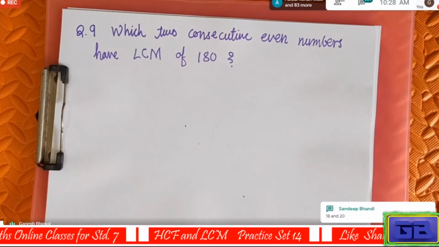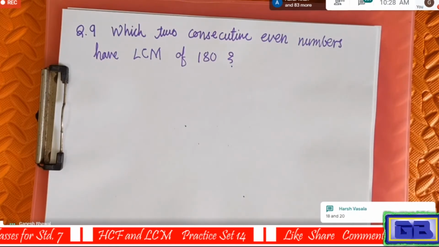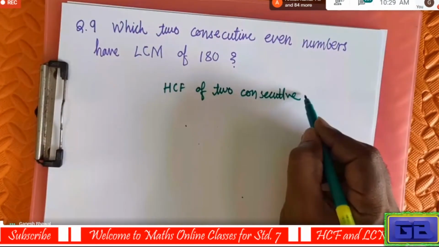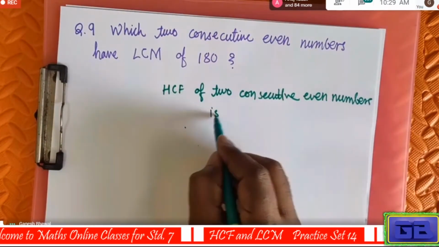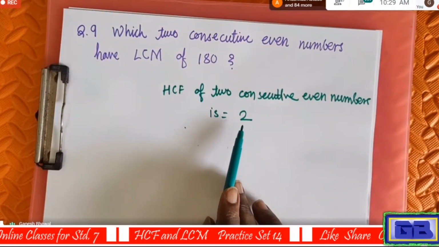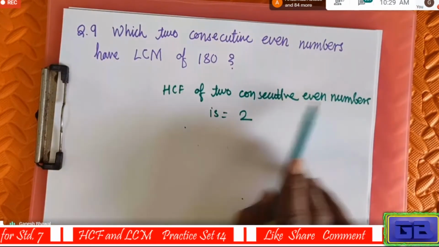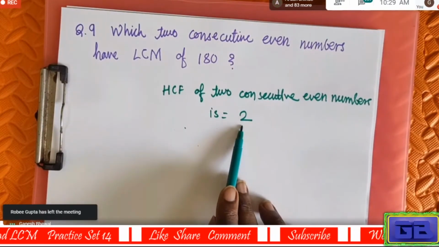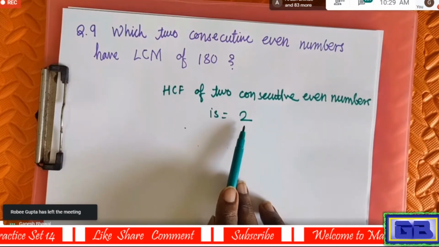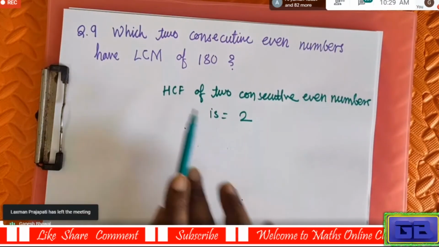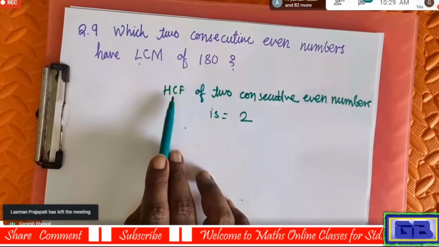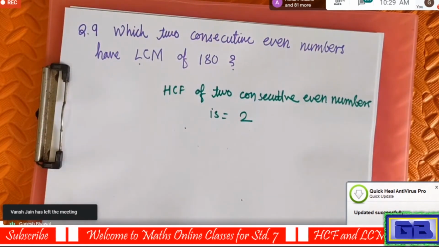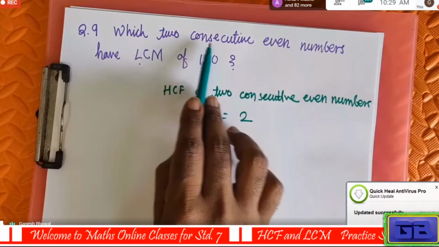Now, one more rule you should know: the HCF of two consecutive even numbers is 2. This answer is for all. Any two consecutive even numbers you will take, their HCF is always 2. Understand this. Now we know the HCF, and LCM is what we have to find. If we know HCF and LCM, then we can find the consecutive even numbers.